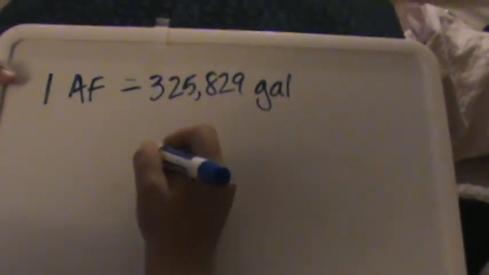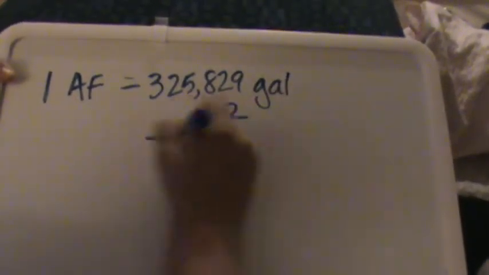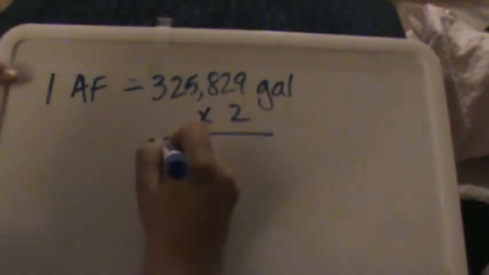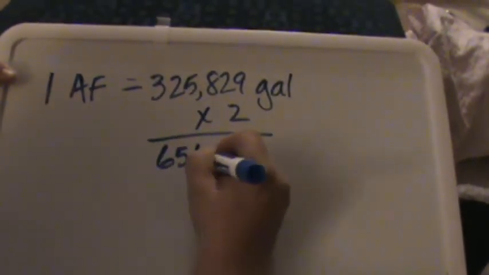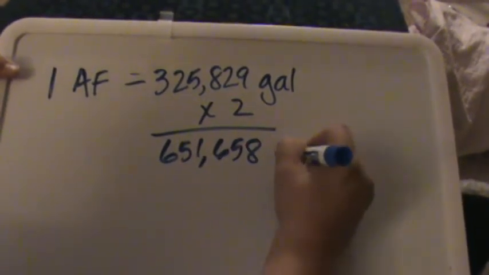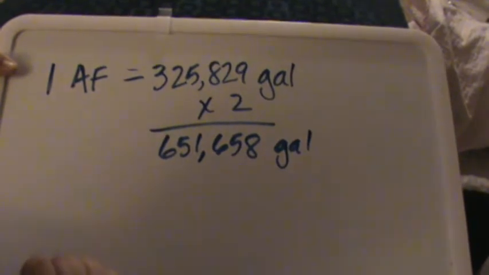Okay, so it says convert 2 acre-feet to gallons and to cubic feet. So the first thing I'm going to do is multiply this by 2 to get 2 acre-feet. And that will give me 651,658 gallons. So that's the answer, the first answer there.